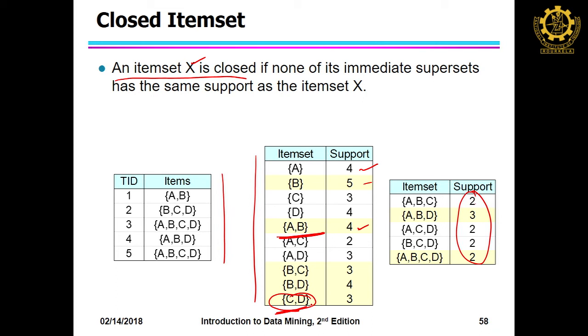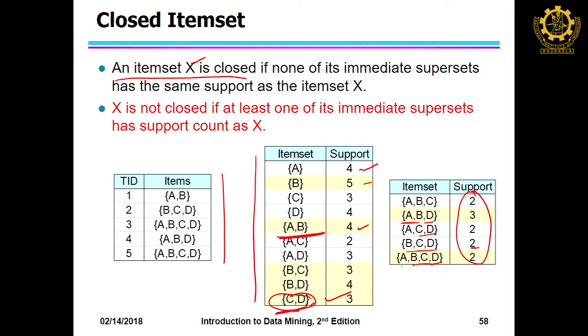CD's corresponding superset is BCD. So, BCD is 2, and CD is 2 as well, so it is a closed item set. So, this is another way to read the same definition. If it is not closed, that means its superset has the same support as that of X. It cannot be more, because it is a superset.